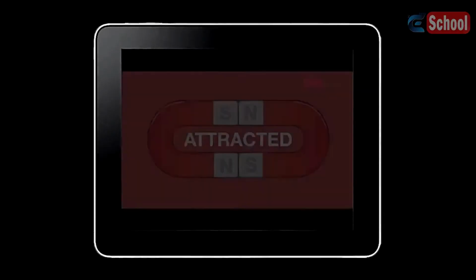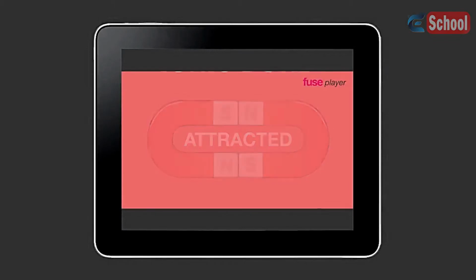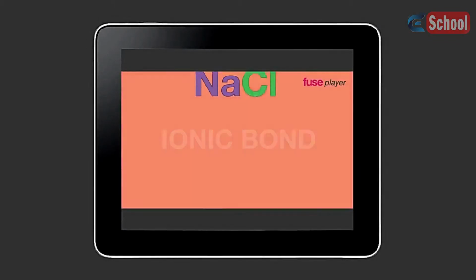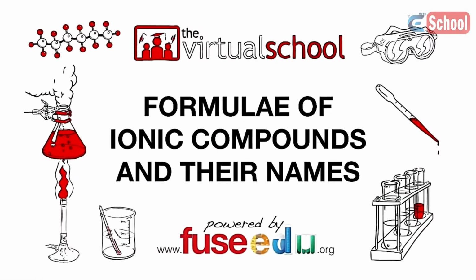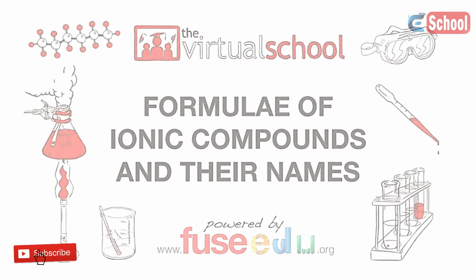We have learned about how ions are formed and that an ionic bond is the electrostatic attraction between oppositely charged ions. We will now learn about how to name these ionic compounds and deduce their formula from the ionic charges. Let's warm up with a simple example.